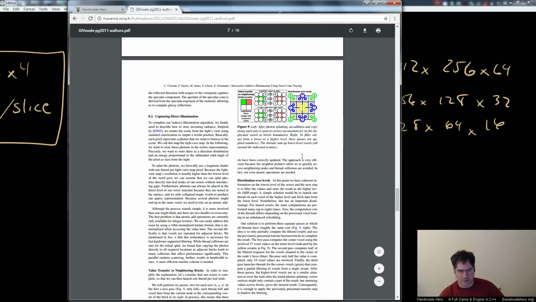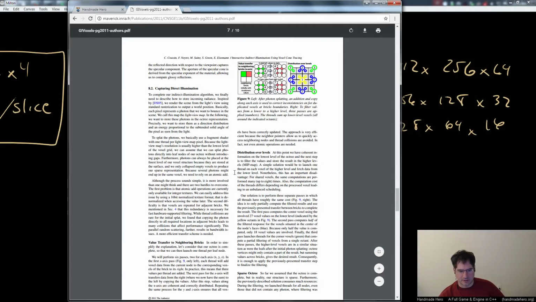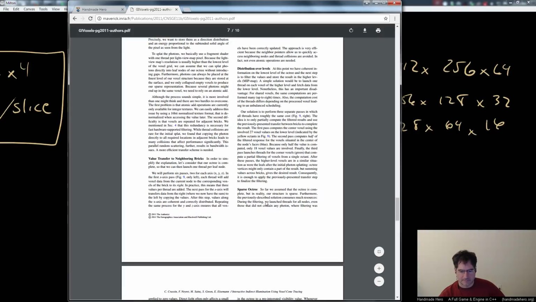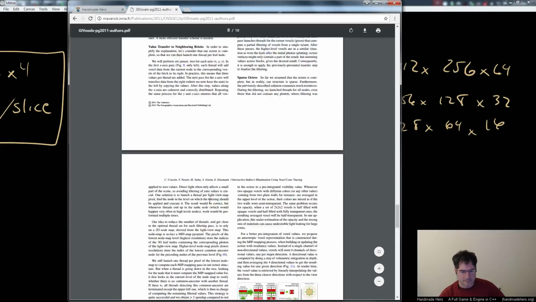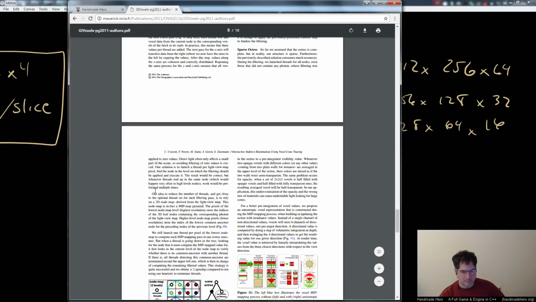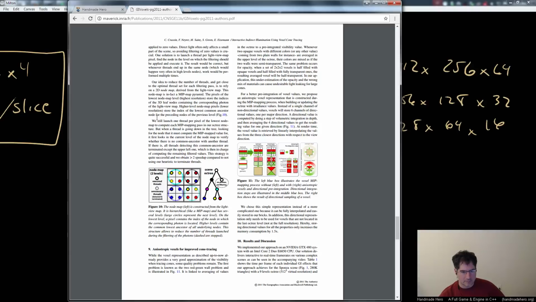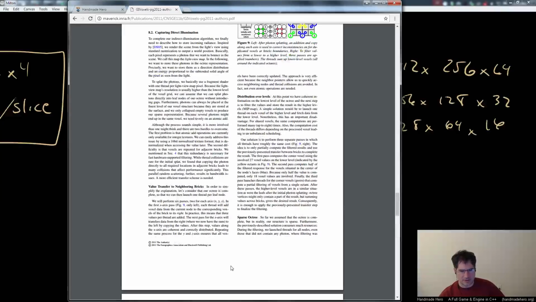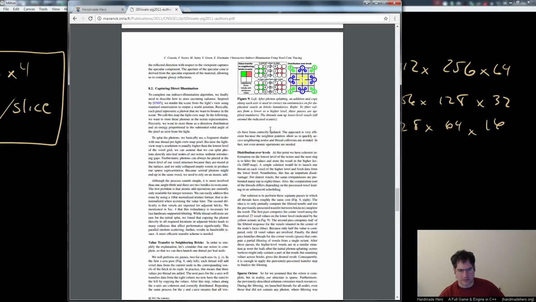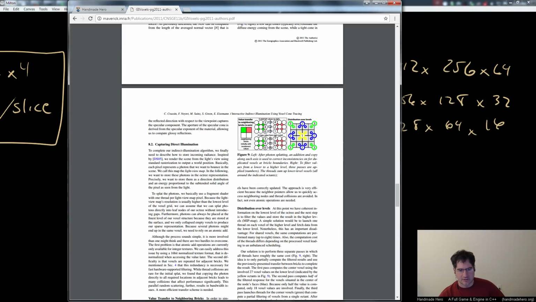Distribution over levels. At this point, we have coherent information. A simple solution would be to launch one thread for each voxel. The higher level fetch data from the lower level, nonetheless. The advantage for shared voxels, blah, blah, blah. So I'm not sure without reading this in more detail exactly what they're doing here, but it sounds like what they end up doing is the volume transfer. Well, you can see the diagram here, actually.